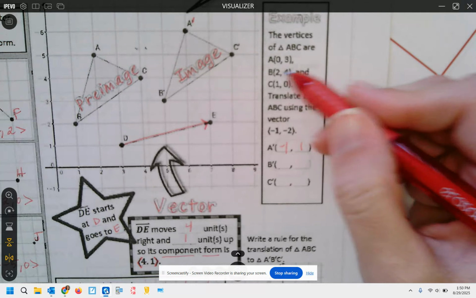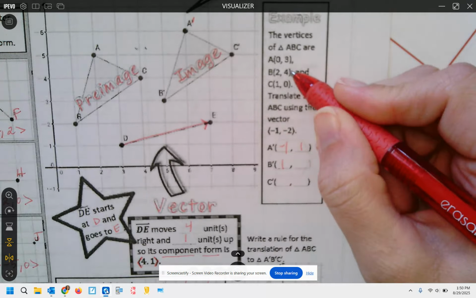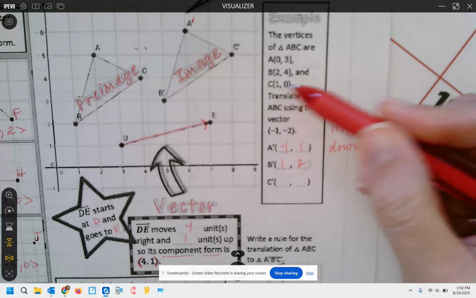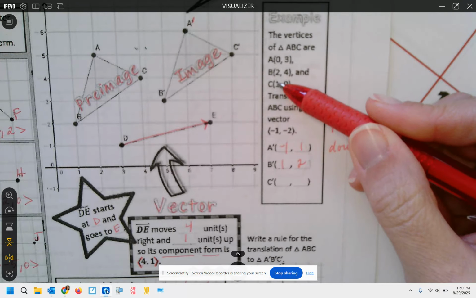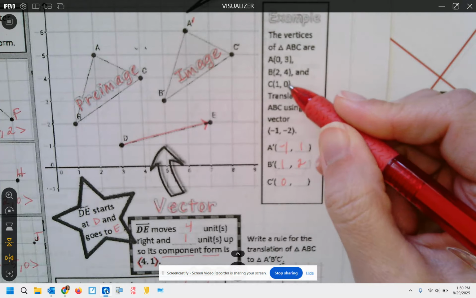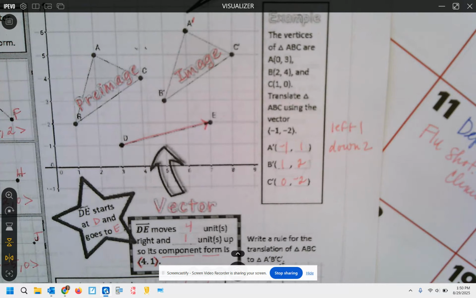B is at 2, 4, so 2 minus 1 is 1, 4 minus 2 is 2, so that would be B prime. And then for C, the coordinates are 1, 0, 1 minus 1 is 0, and 0 minus 2 is -2. So those would be the new coordinates for the image.